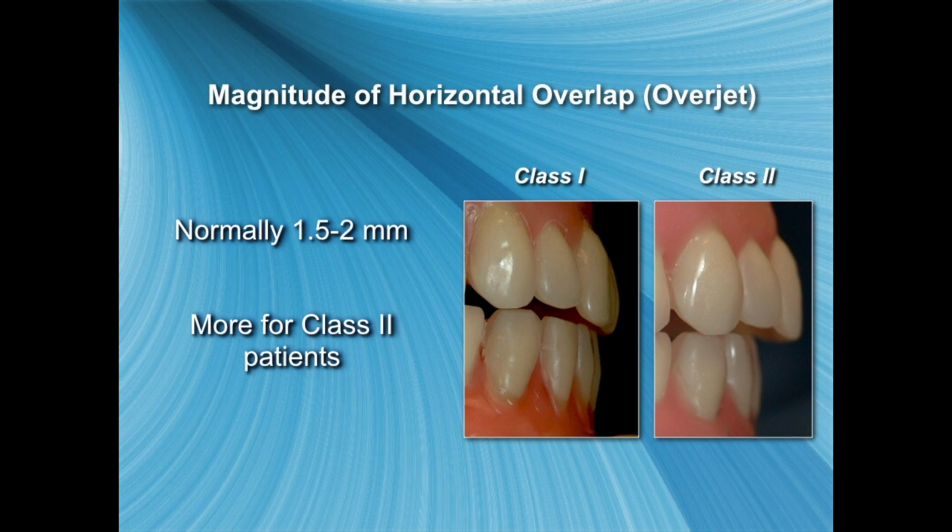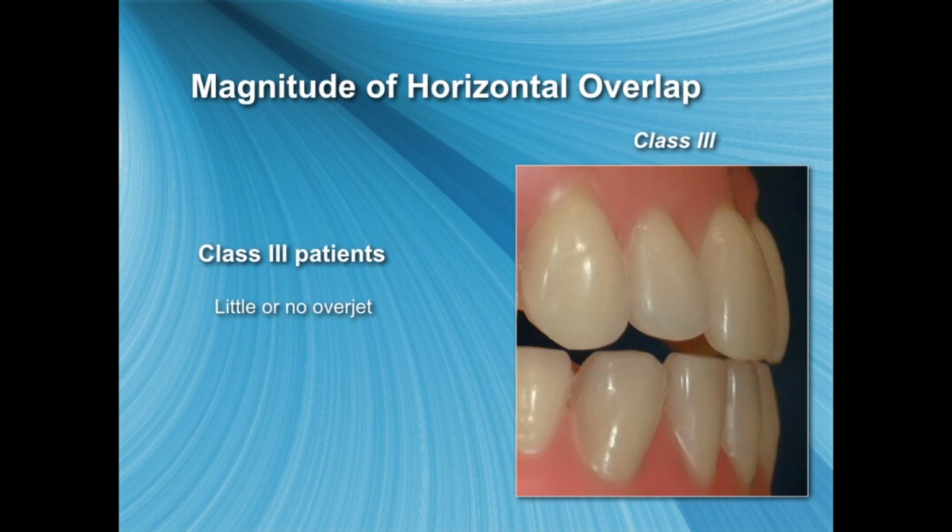If we have a patient who has a very class 2 skeletal type of angle classification, there may need to be a little bit more horizontal overlap. For class 3 skeletal patients, we may have little or no overjet. And remember, we're trying for very little or no overbite.